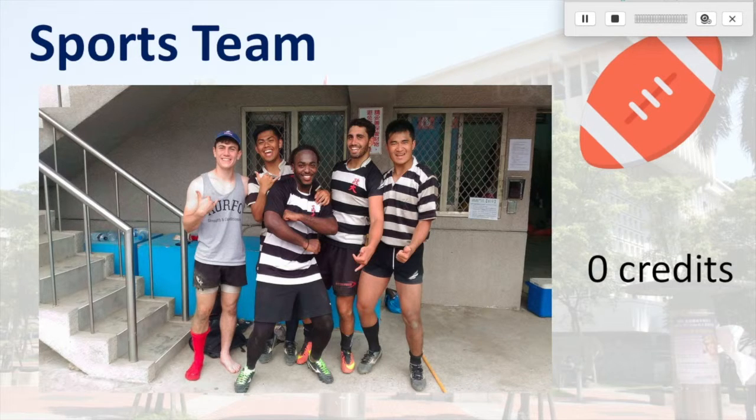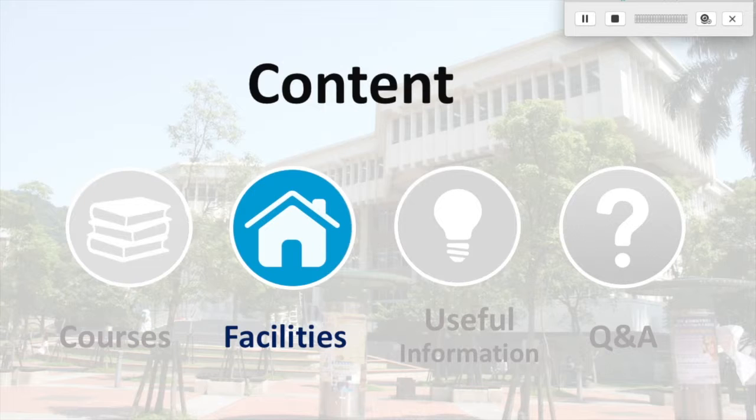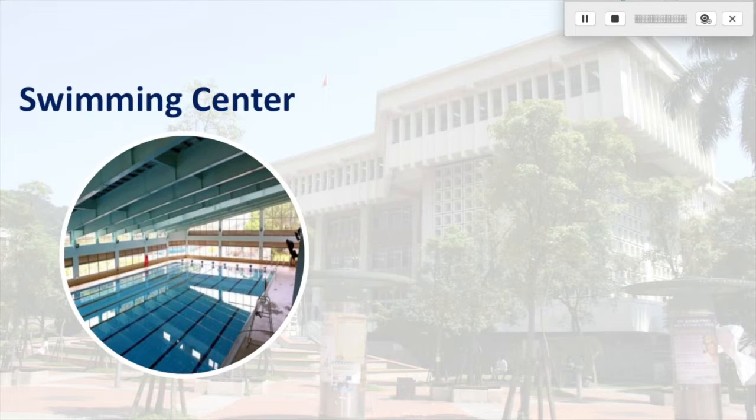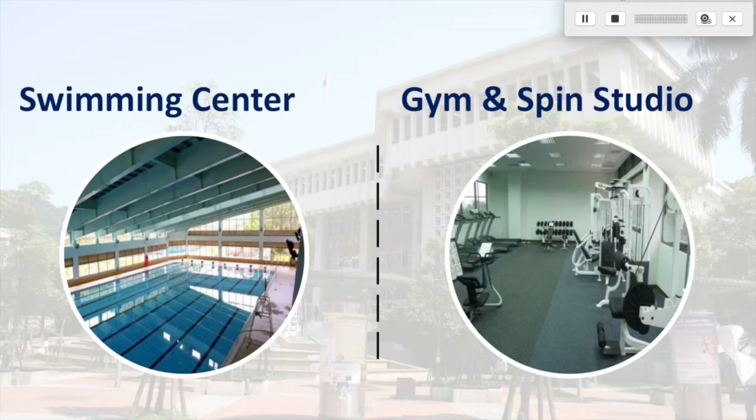Speaking of sports, where can students go during leisure time? Let me introduce some facilities that students can utilize during your time here. First is the swimming hall. On the first floor is the swimming pool. On the second floor is the gym and spring studio. There are several passes for different durations. You can find them in the handout.